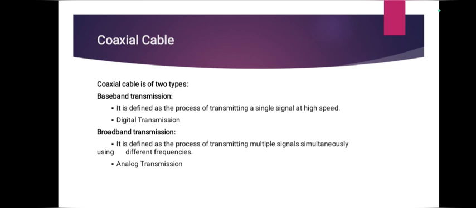Coaxial cable is of two types, baseband transmission and broadband transmission. Baseband is defined as the process of transmitting a single signal at a high speed. It is digital transmission. Broadband transmission is defined as the process of transmitting multiple signals simultaneously using different frequencies. It is analog transmission.